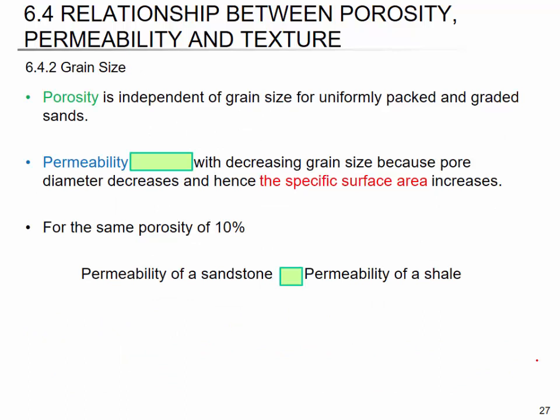And the porosity is independent of grain size for uniformly packed graded sand. And permeability declines with decreasing grain size because the pore diameter decreases and the specific surface area increases. So for the same porosity of 10%, sandstone will have higher permeability than shale because of the specific surface area, right?